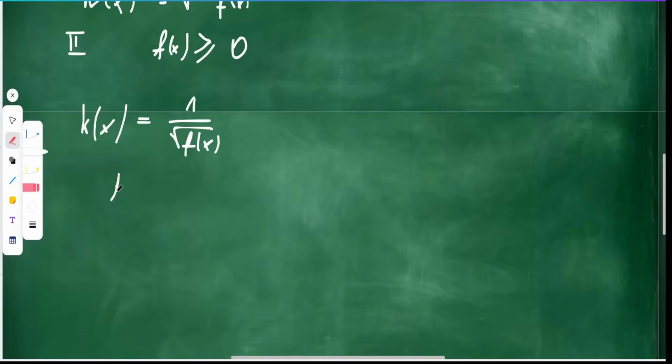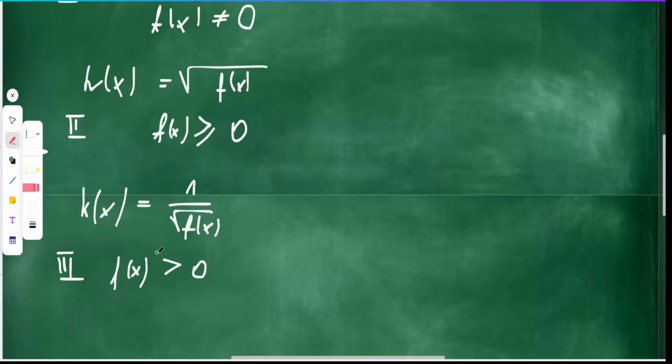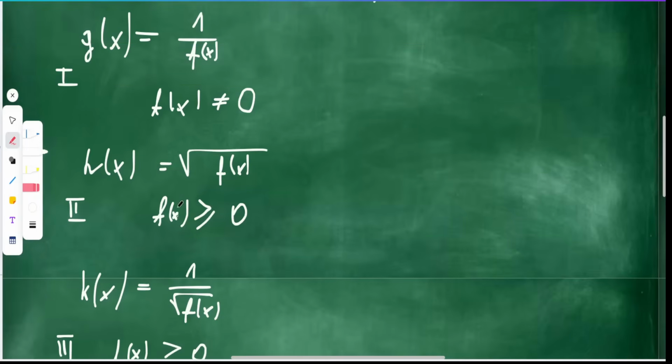So this information with 0 is mutually exclusive. So this function can only be f of x greater than 0, cannot be equal, because it is in the denominator. So it is as if this third condition is a compilation of the two previous ones. If something is in the denominator, it cannot be 0. And if something is under the square root of even degree, it must be greater than or equal to 0.